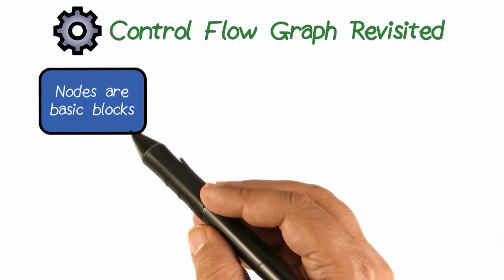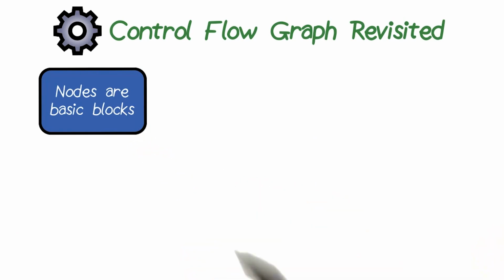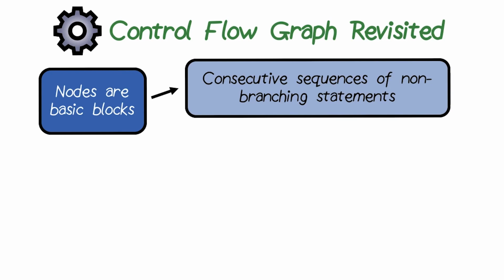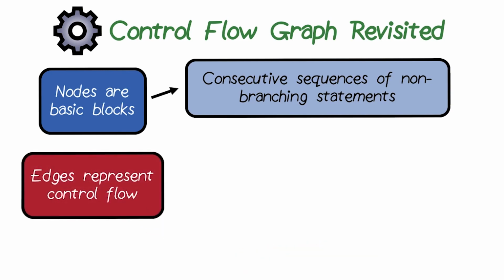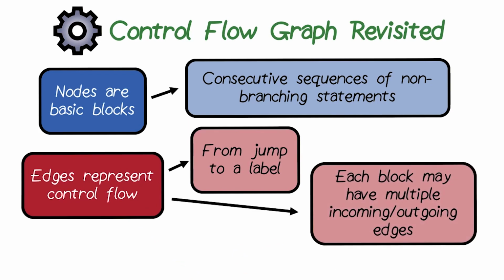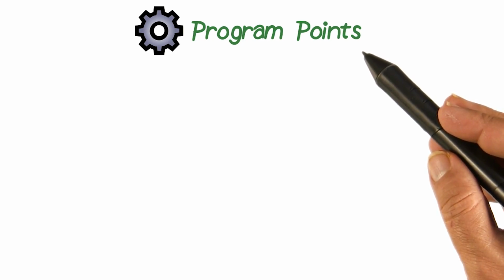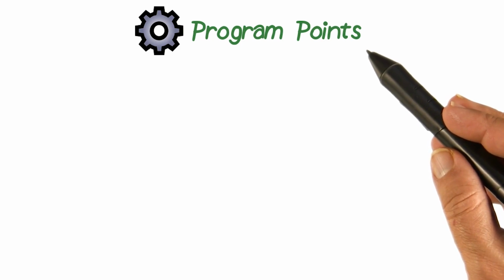To recap, what is the CFG? The nodes are basic blocks, which are consecutive statements of non-branching parts of IR, and the edges represent flow of control, where we can jump from one block to another. Each block may have multiple incoming or outgoing edges. Having understood the CFGs, now let's delve a little deeper inside the basic blocks and see what is going on, which is what we will use in this lesson to determine deeper properties of uses of values and so on.